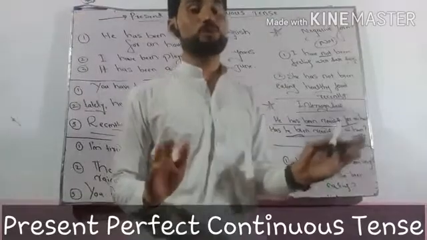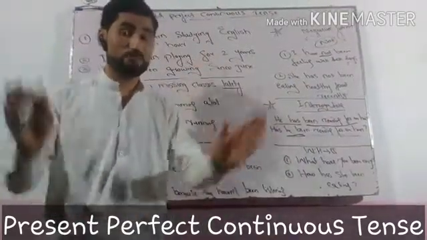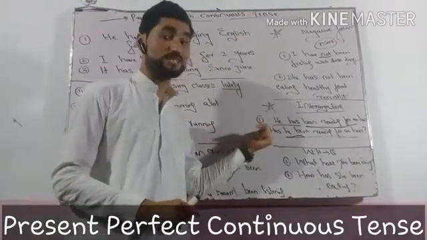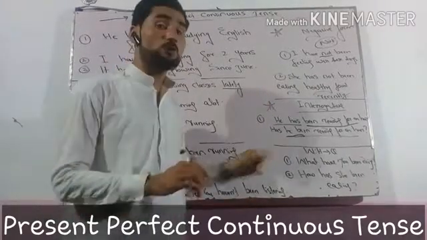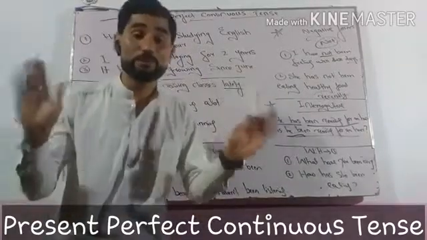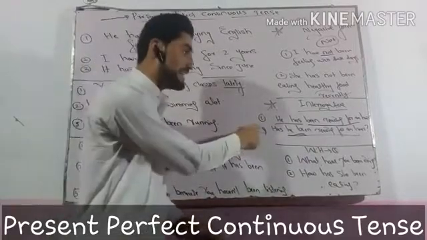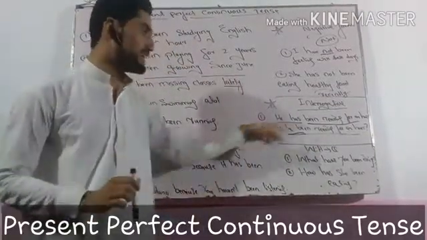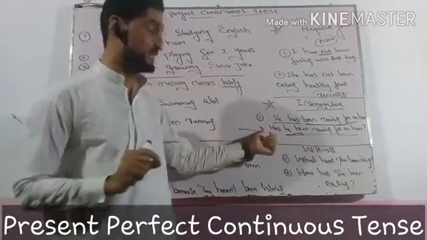You must learn how to make WH questions in the present perfect continuous tense. Very simple and very easy. Just add a WH word at the beginning of the interrogative sentence to make it a WH question. For example, this is an interrogative sentence: has he been reading for an hour? Just put a WH word at the beginning of the sentence to make it a WH question sentence: what has he been reading for an hour?